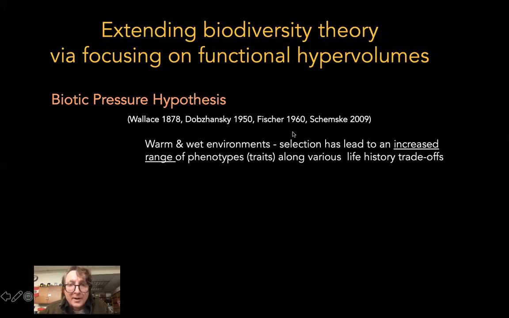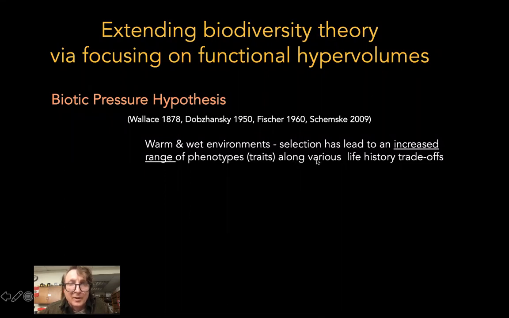At very large biogeographic scales and along elevational and ecological gradients, we can extend biodiversity theory to focus on functional hypervolumes. There's a long line of literature focused on why we see differences in species diversity as you go from highly diverse communities to really species-poor communities. One hypothesis for why some communities have more species than others is known as the biotic pressure hypothesis. The idea there is that in warm and wet environments, natural selection has led to an increased range of phenotypes.